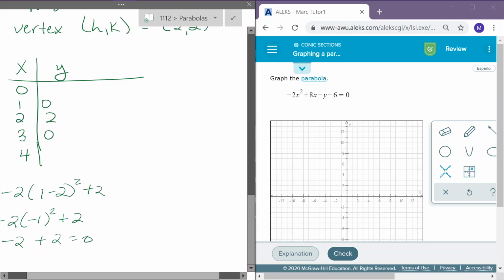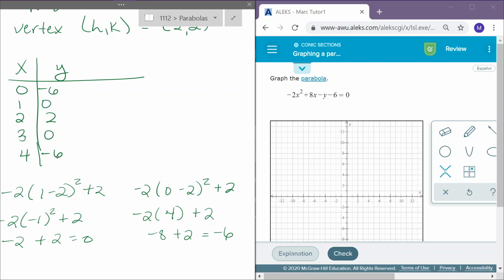And then let's look at what happens if we plug 0 in. So we have negative 2 times 0 minus 2 squared plus 2. So we get negative 2 times 4 plus 2. So negative 8 plus 2 gives us negative 6. So now that means we have negative 6 here and negative 6 here.